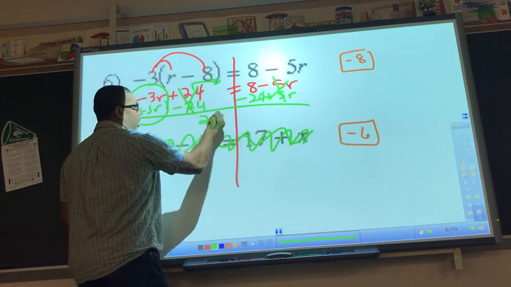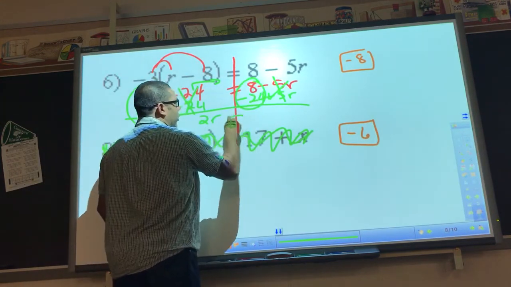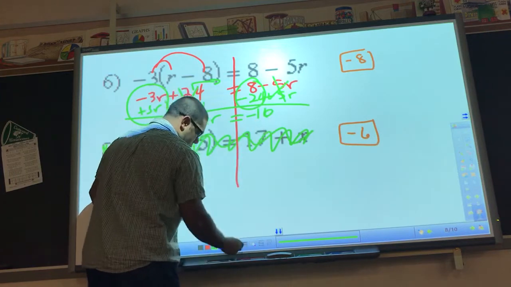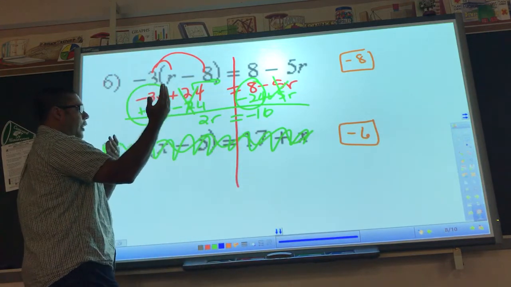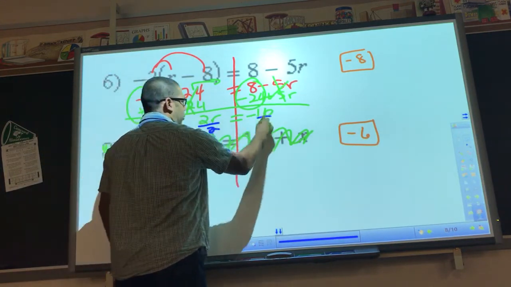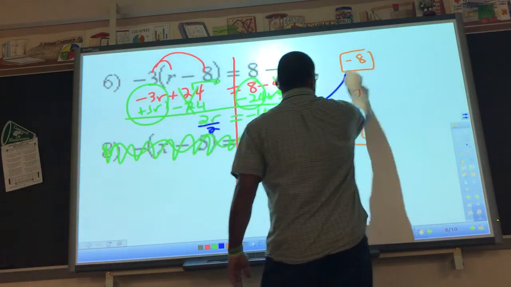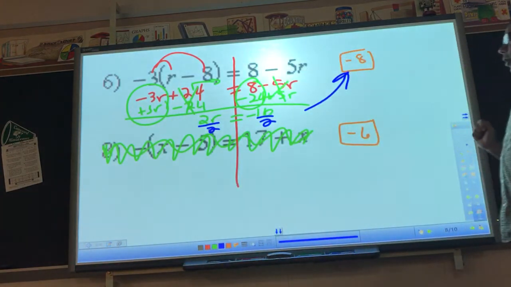That adds up to 2r. That adds up to negative 16. And now I may finish him. Divide both sides by 2. And we end up with negative 8. r equals negative 8.